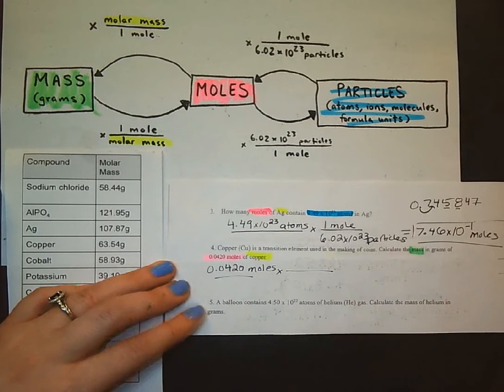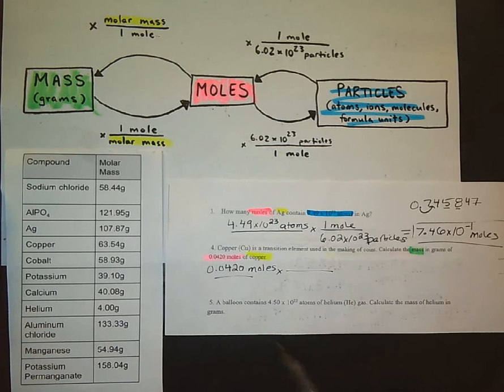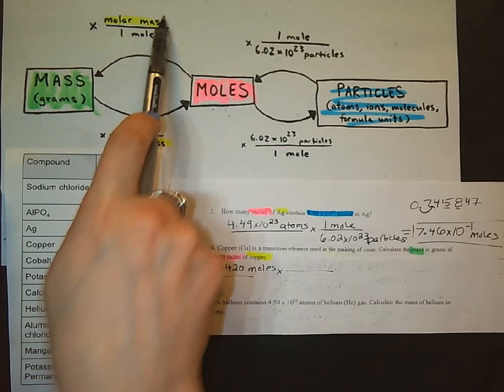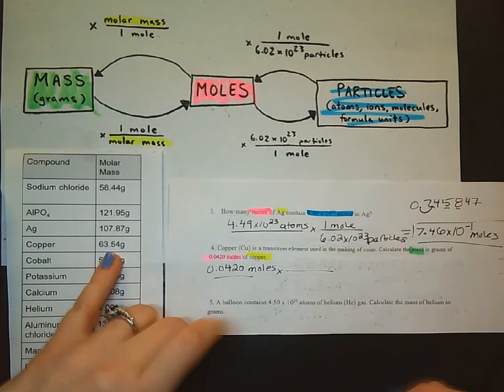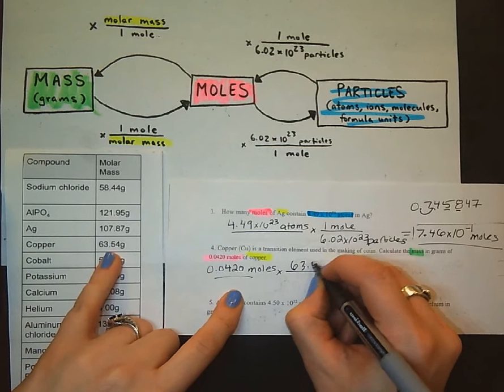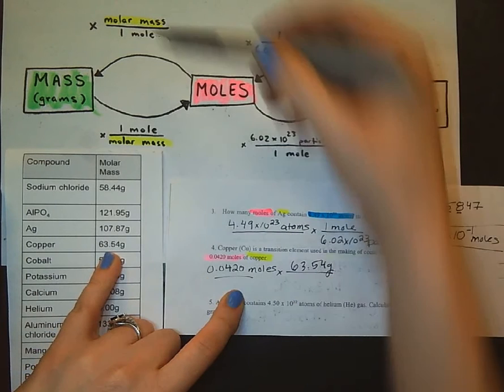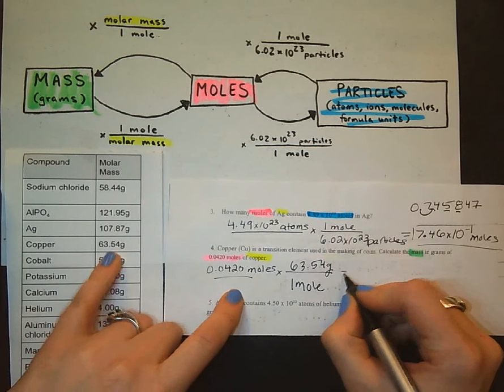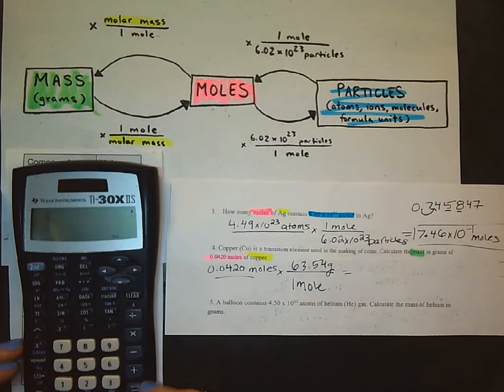And then see where you are in your conversion chart. So we're going from moles back to mass. If you follow your arrow, you're going to use this top equation here. So we do need the molar mass of copper, which is on your sheet. 63.54 grams over 1 mole. Just a 1-step problem. Go ahead and put that in your calculator.